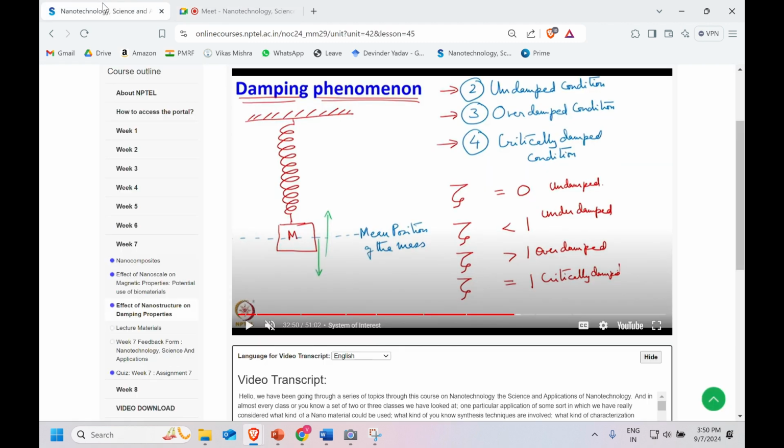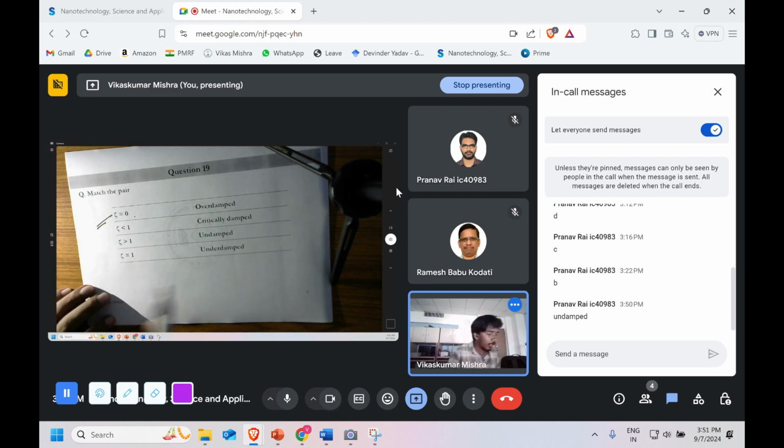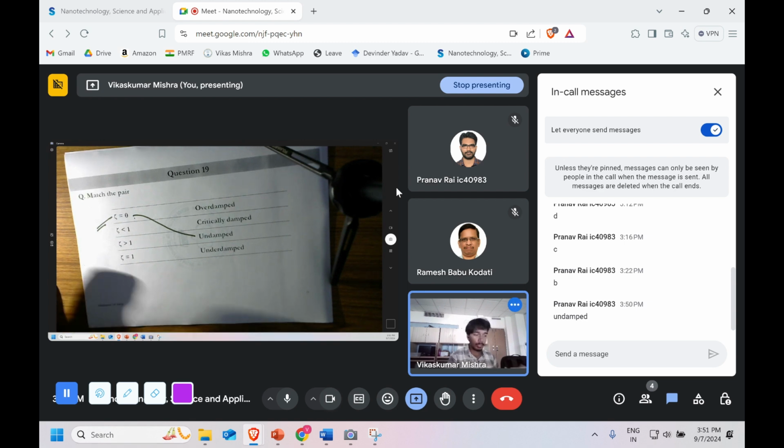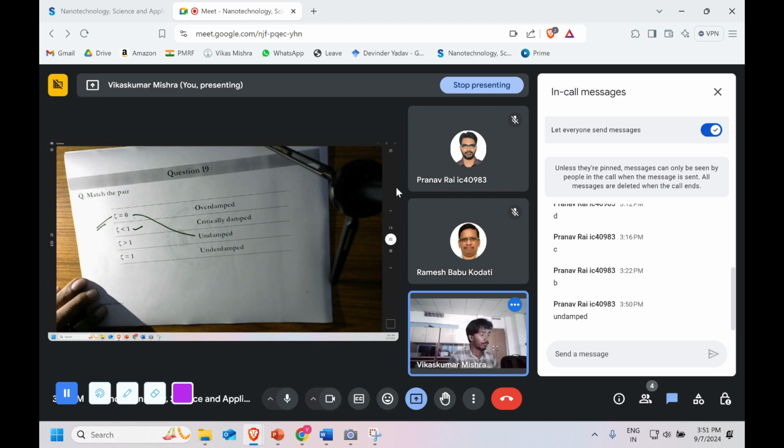Okay, so zeta is 0. Yes, zeta is 0 is undamped. There is no damping involved in that. What will happen is that it will just keep on oscillating. Okay, there is no damping over here.